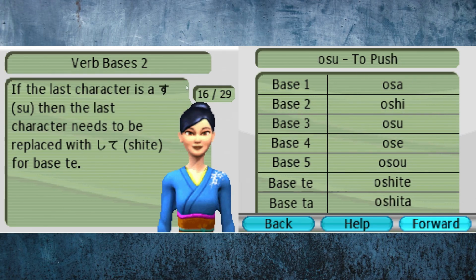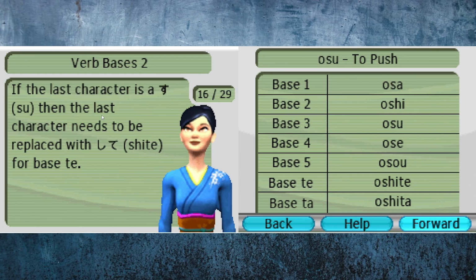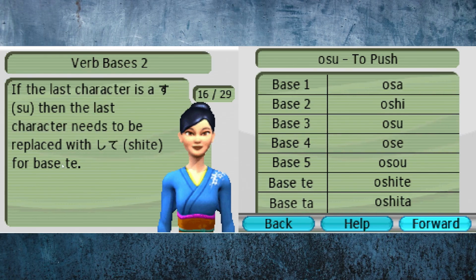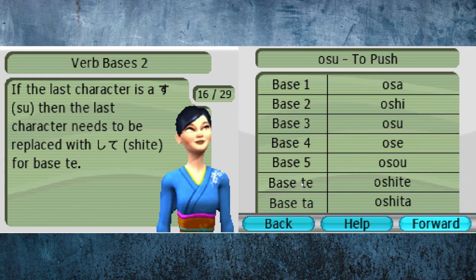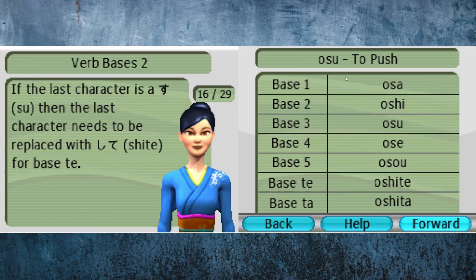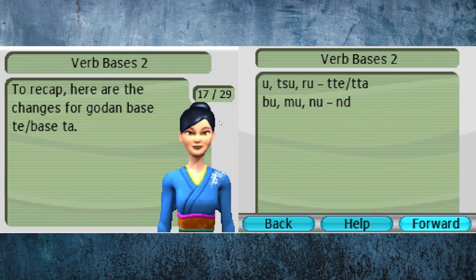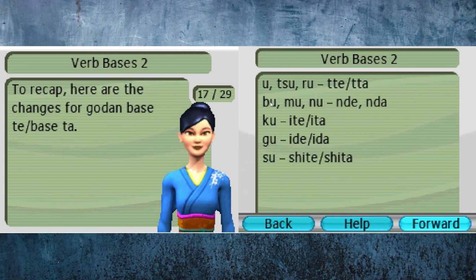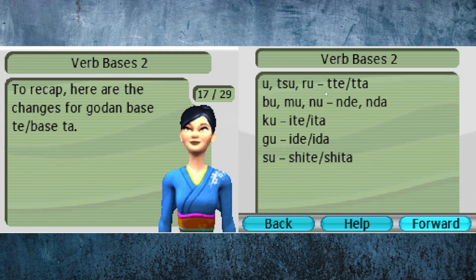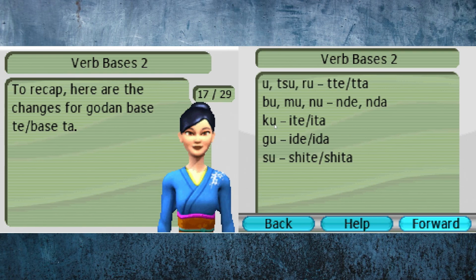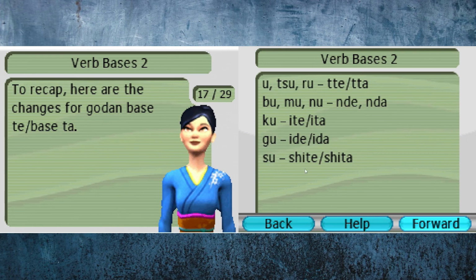And the verb osu, to push. If the last character is a su, then the last character needs to be replaced with shite for base te. So te form for osu is oshite, because it ends with su, so it turns into oshite. Su turns into shite, so oshite. Ta form oshita, same thing. To recap, here are the changes for godan. Base te, base ta. So utsurute, mubunde, guite, guide, sushite.